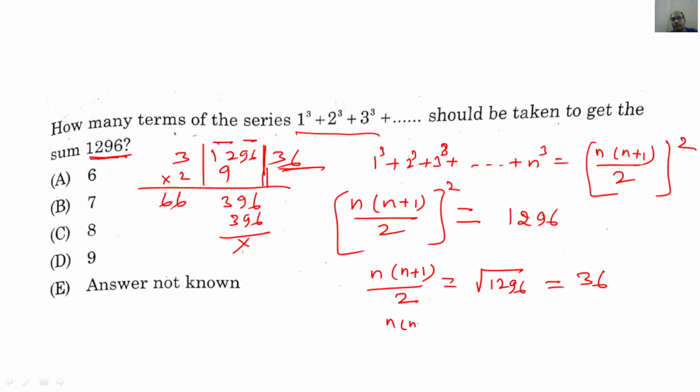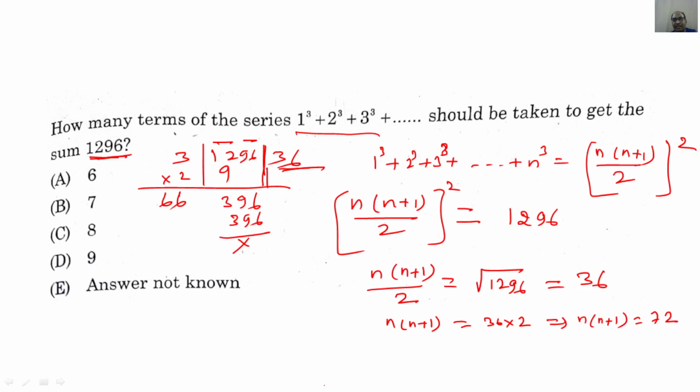So n into n plus 1 is equal to 36 into 2, and that is 72. So now we can solve it from here also. We are coming to know that it is 8 into 9, 9 8s are 72.